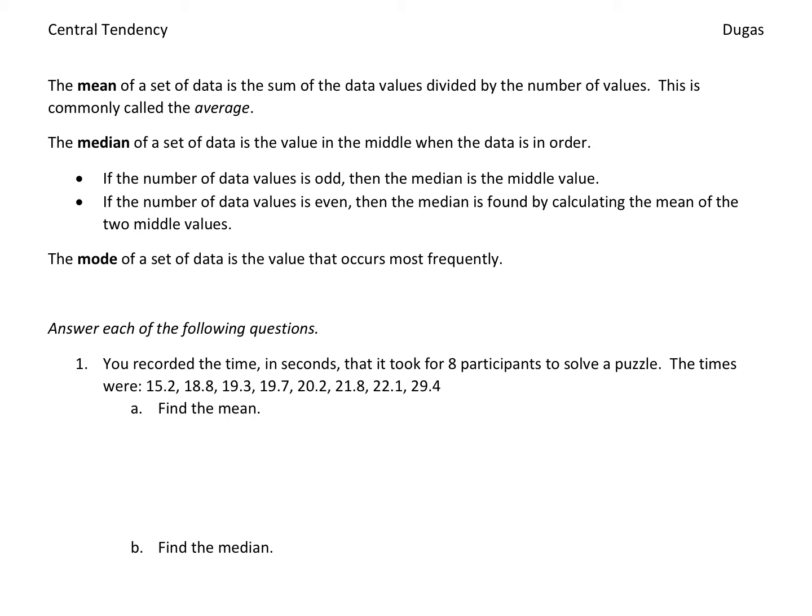We're going to be talking about the measures of central tendency. I would say most people are familiar with these: the mean, median, and mode. It's how to measure the middle of a data set. So the mean of a set of data is the sum of the data values divided by the number of values that you have. It's commonly called the average.